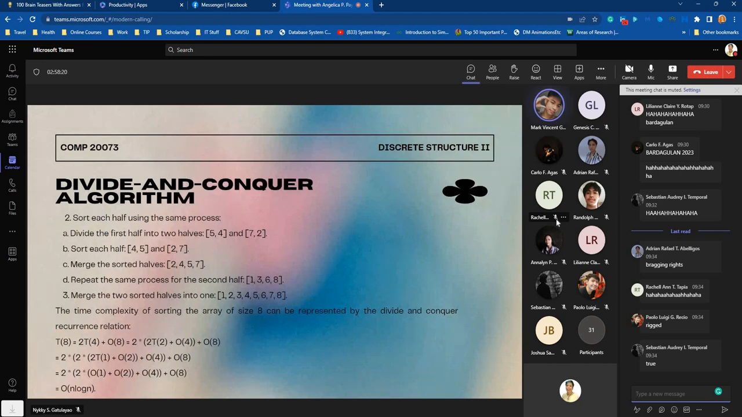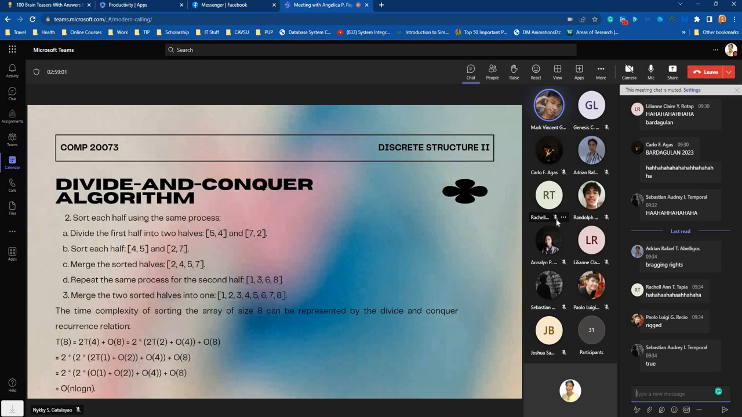Step 2. Sort each half. Then we merge the two halves into one, and we form 2, 4, 5, 7. Repeat the process for the second half. The remaining numbers in the second half are also sorted, which becomes 1, 3, 6, 8.